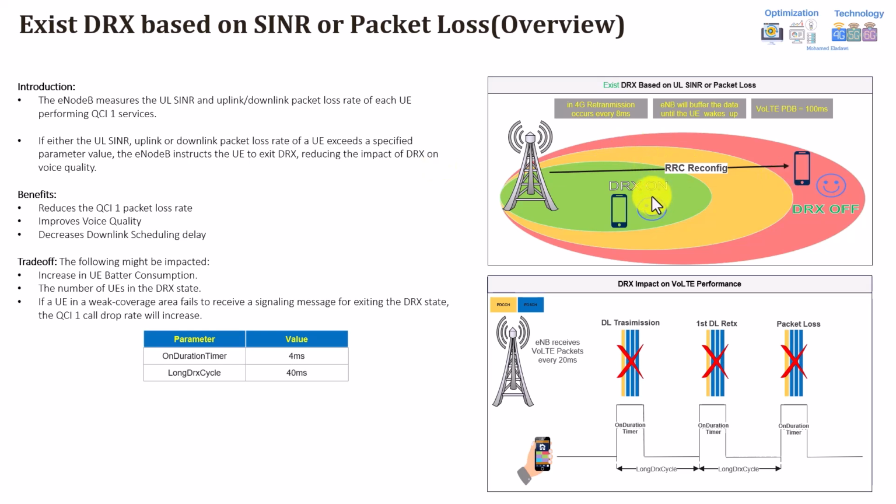So what is the benefit we can obtain for that part? As mentioned here, there are three main benefits we can obtain from disabling the DRX in general, which are reducing the packet loss, I will explain why and how, and also improving the voice quality and downlink scheduling delay.